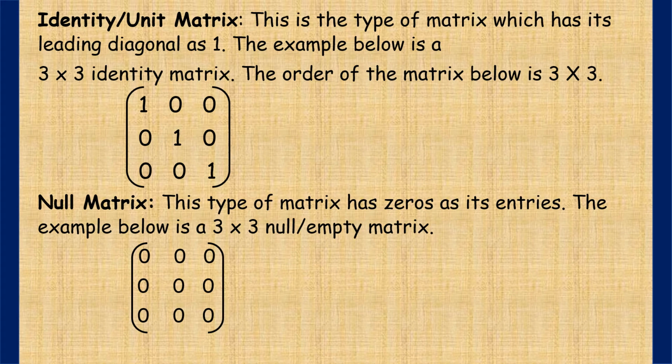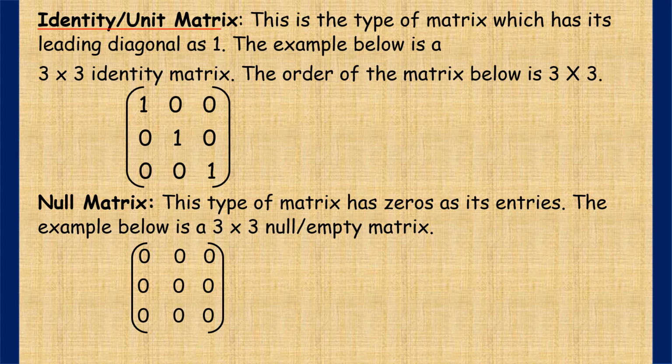Let's go on. We're looking at types of matrices, and we're starting with the identity or unit matrix. This is the type of matrix which has its leading diagonal as 1. The example below is a 3 by 3 identity matrix, and the order of the matrix is 3.